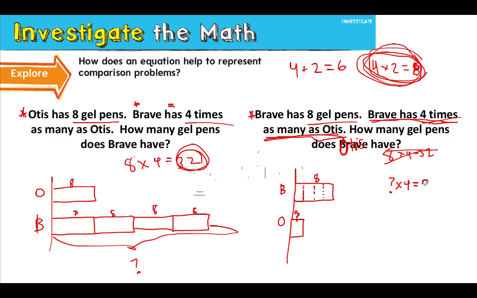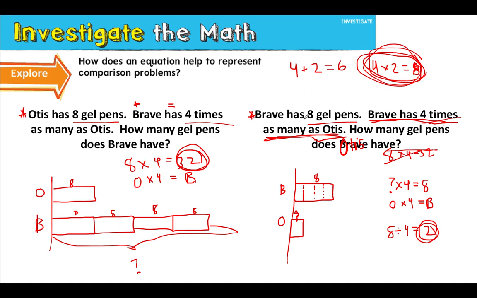makes 8, right? Just like here it was Otis times 4 equals Brave, because Brave has 4 times as much as Otis. It's still Otis times 4 equals Brave. It's just this time they told us how many Brave has, and we need to work backwards to figure out Otis. We could also think of it as 8 divided by 4 is 2. Otis must have 2.